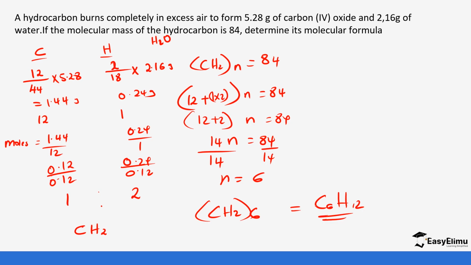So I hope you have been able to connect the empirical formula and the molecular formula, and you are able to do the calculation comfortably. So see you in the next lesson.